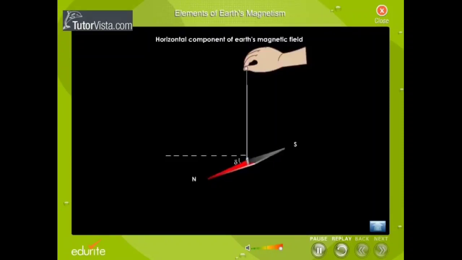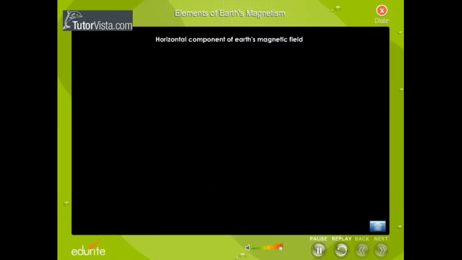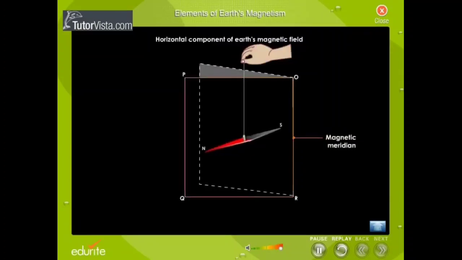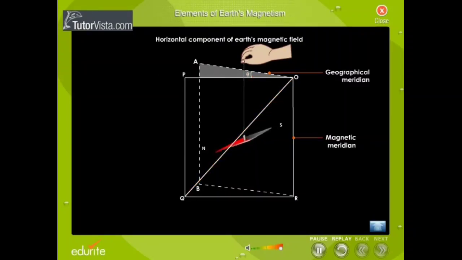Shown here is a freely suspended magnetic needle NS. The vertical plane OPQR passing through its axis is the magnetic meridian. The plane OABR is the geographical meridian. The angle between these two planes is the angle of declination. The angle between the axis OQ of the magnetic needle and the horizontal OP is the angle of dip delta. The axis OQ of the magnetic needle represents the direction of Earth's magnetic field BE. The field BE can be resolved into horizontal and vertical components BH and BV.